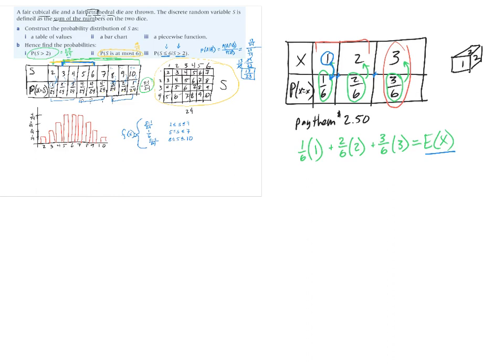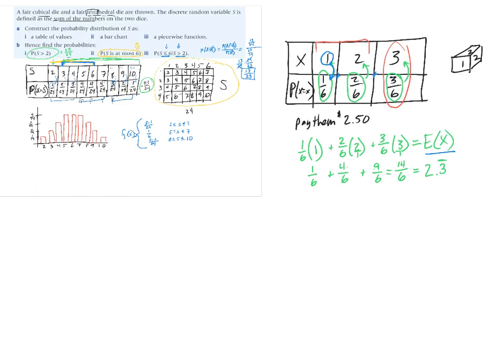In this case, it would give us 1 over 6 plus 4 over 6, because this would be 2 over 1, so that would be 4 over 6. And then this would be 3 over 1, so that would be 9 over 6. And when we add those together, we get 9 plus 4 is 13, plus 1 is 14. 14 over 6, which if we turn that into a decimal is 2.3 repeating.